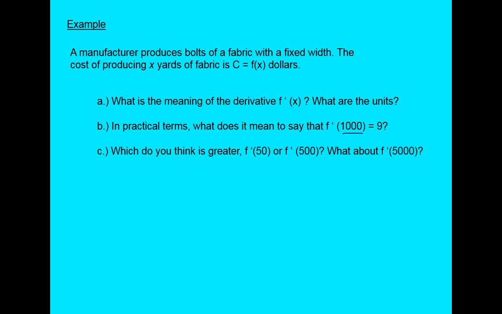Now, when we're looking at f prime of 5,000, we may have to expand our operation, and there's going to be more costs associated. So we may see our costs rising when we produce that much more fabric. So f prime of 5,000 is greater than f prime of 500.